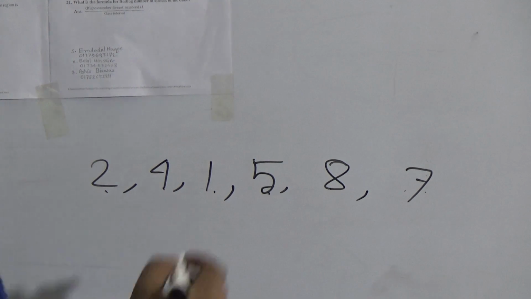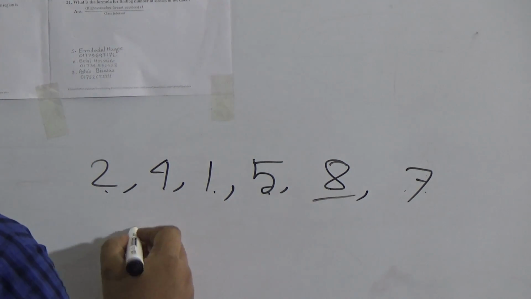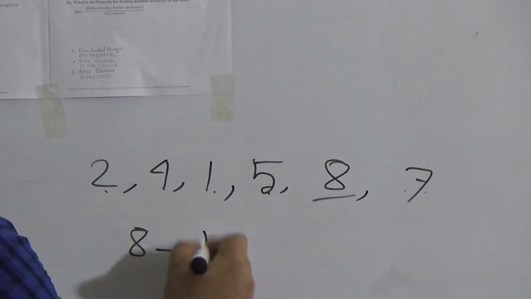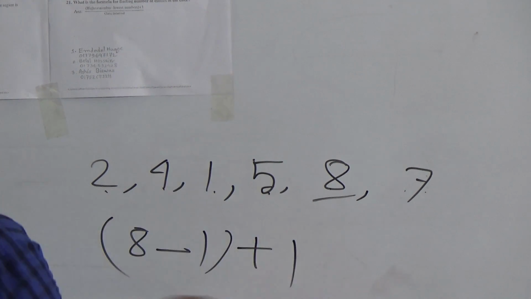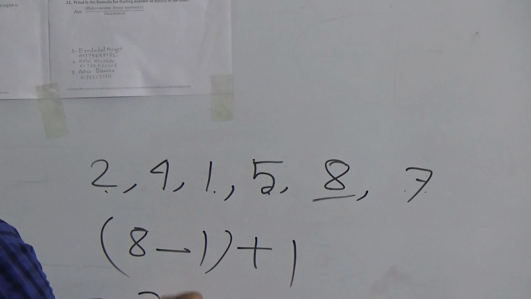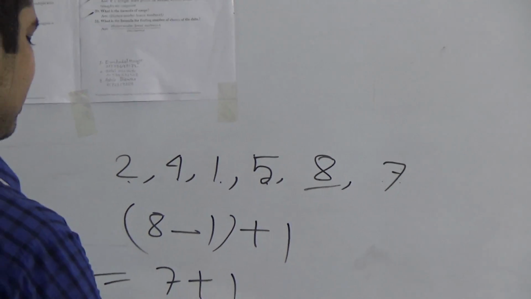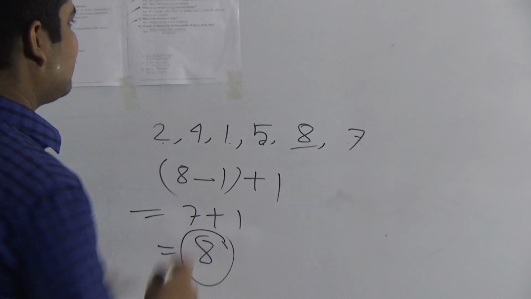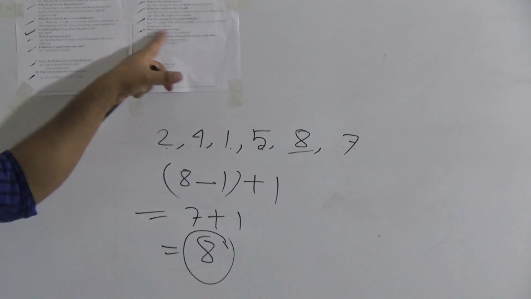What is the highest value? Highest value is 8. So 8 minus lowest value 1, and the formula has plus 1. If I subtract, then I get 7, 7 plus 1, that means 8. So the range is 8. So what is the formula of range? Range means highest number minus lowest number plus 1.